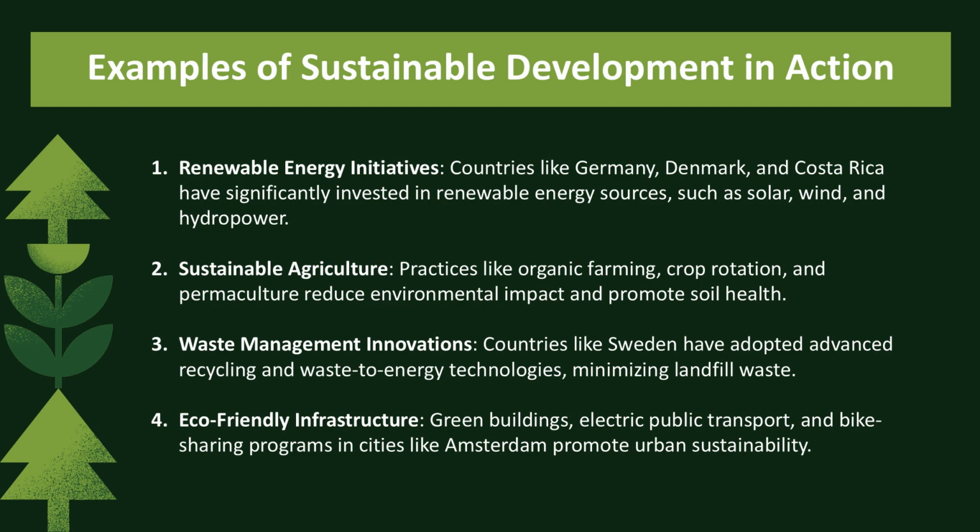To end on a hopeful note, let's look at some real-world examples of sustainable development in action. Countries like Germany and Costa Rica have invested heavily in renewable energy, reducing their reliance on fossil fuels. In sustainable agriculture, practices like crop rotation and organic farming help protect soil and reduce chemical use.